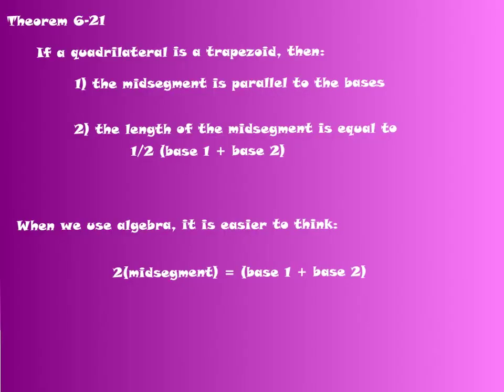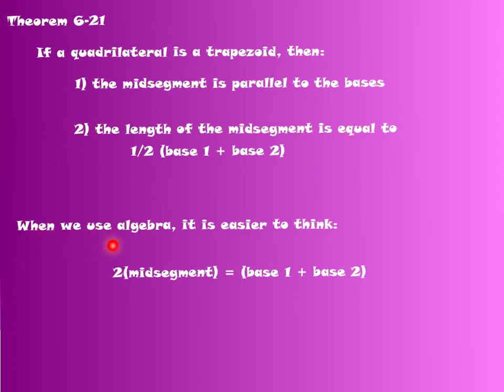Now we happen to know a couple of things about the midsegment of a trapezoid. If the quadrilateral is a trapezoid, by Theorem 6.21, then the midsegment is parallel to the bases, and the length of the midsegment is equal to 1/2 times base 1 plus base 2. Okay, this is important to have. The midsegment is parallel to the bases. You also should have number 2 in your notes.